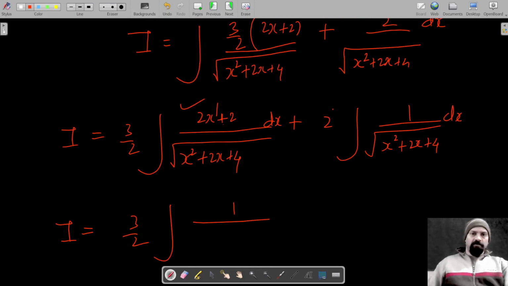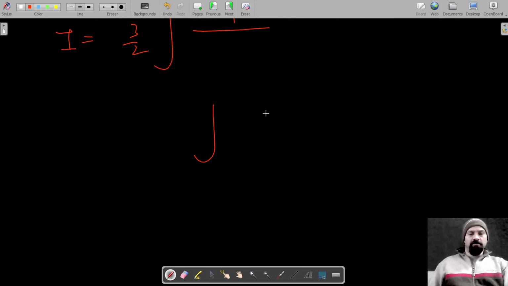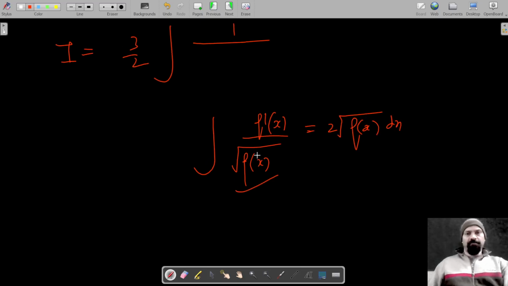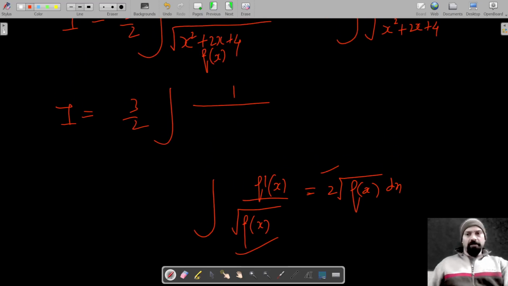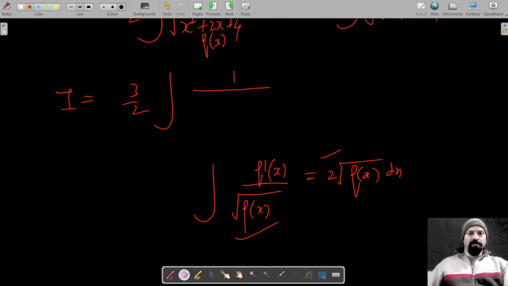This is the differentiation of the function, and we know that the integration of the differentiation upon under root of f of x is equal to 2 under root of f of x into dx. You can also get this by making the substitution. Let this be t. You can use the substitution method to solve this as well. I'm going to write it directly.